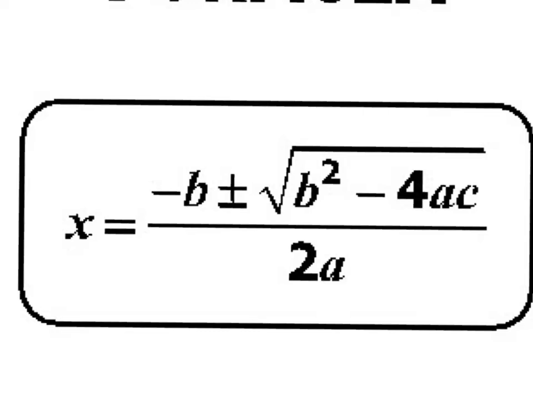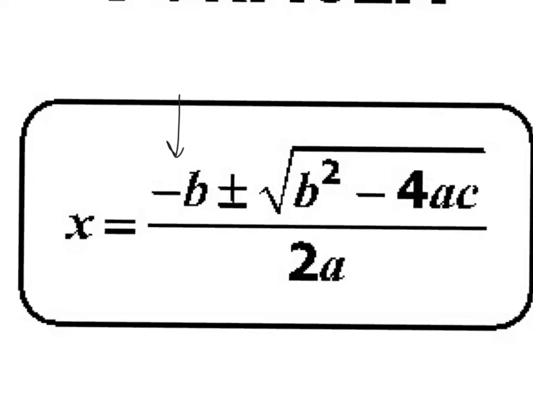There's this little song, and it goes to an old nursery rhyme. Just kind of read with the bouncing ball. It starts with negative b, plus or minus square root, b squared minus 4ac, over 2a.